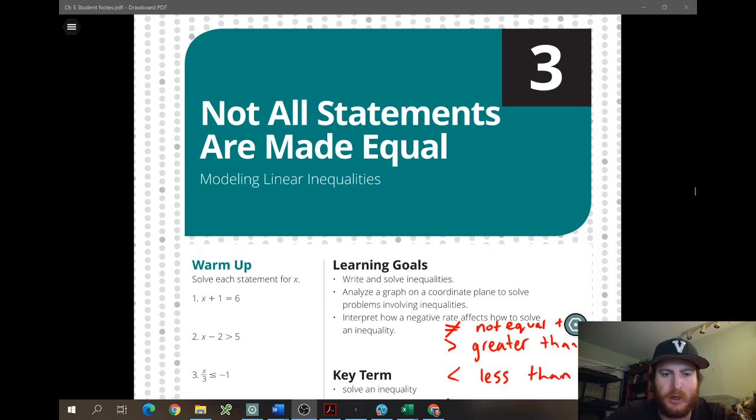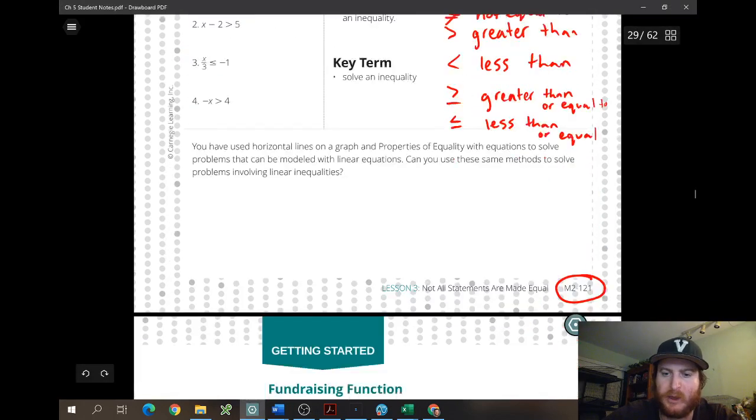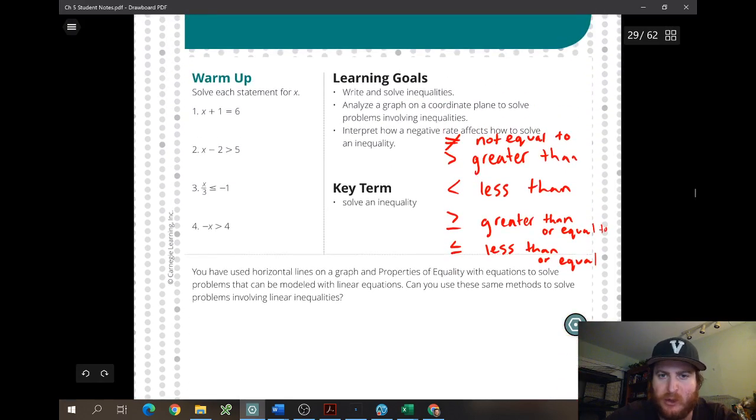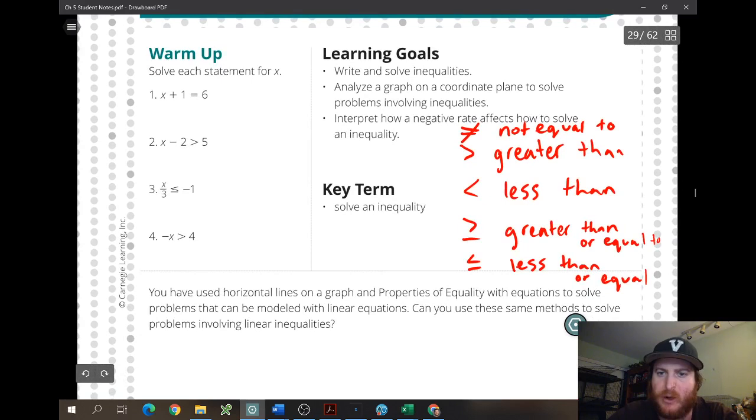All right, so we are going to take notes in our textbook, so go ahead and get that out. Flip to page M2-121. I will try to make these notes as quick as I can, but there is a lot to go over. So we're going to start just by reviewing something that should have been taught in 8th grade. I know some of you learned it very well in 8th grade. Some of you didn't, but that's the concept of inequalities.